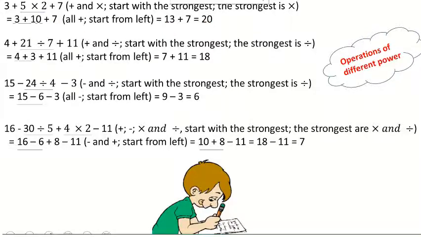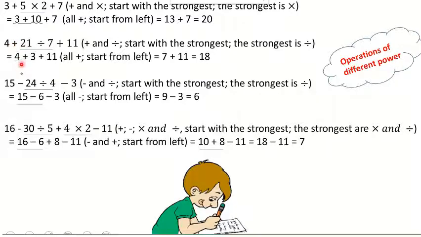Also, the second exercise, we have 4 plus 21 divided by 7 plus 11. So we have addition and division. So you start with the strongest, which is the division. So multiplication and division are stronger than addition and subtraction. So I'm going to underline the division.